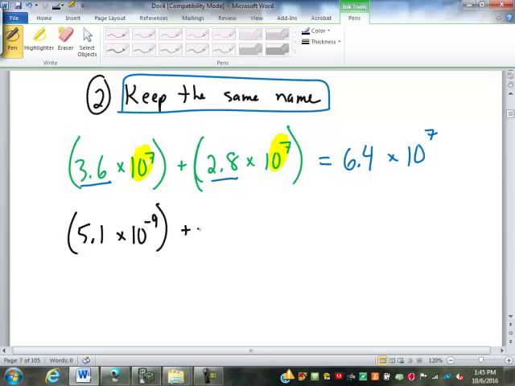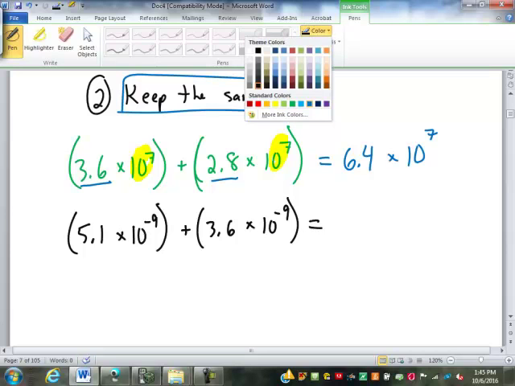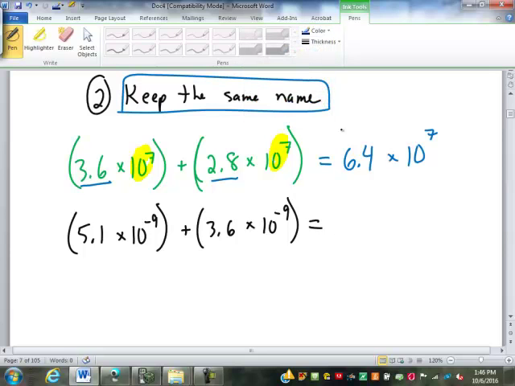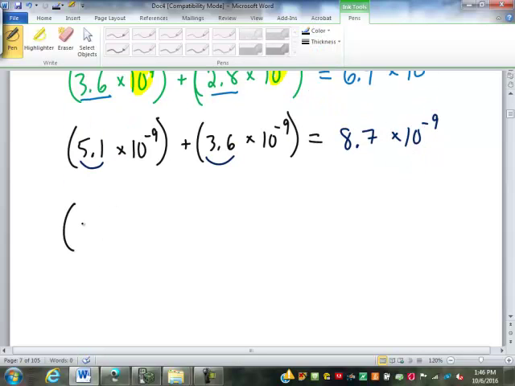So let's say we have something like 5.1 times 10 to the negative ninth plus 3.6 times 10 to the negative ninth. Do these have the same name so we can add them? Yes, they do. You guys tell me what to do to add them. Add 5.1 and 3.6. Add the counts. 5.1 and 3.6 makes 8.7 times 10 to the negative 9. The name stays the same. That is your answer, the way that is just written there.